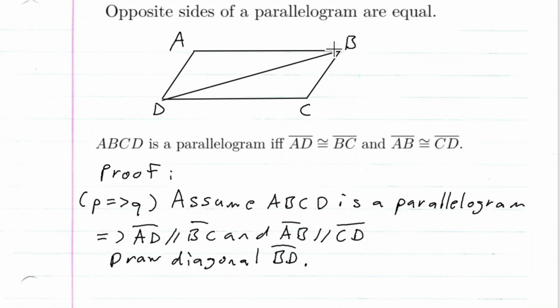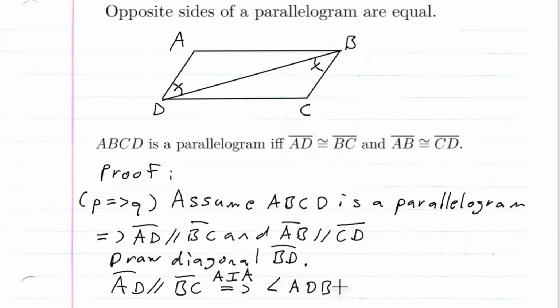Okay. So since we know AD is parallel to BC, this implies, by the alternate interior angle theorem, since now we have a transversal between two parallel lines, that this angle here, angle ADB, is congruent to angle CBD, right?